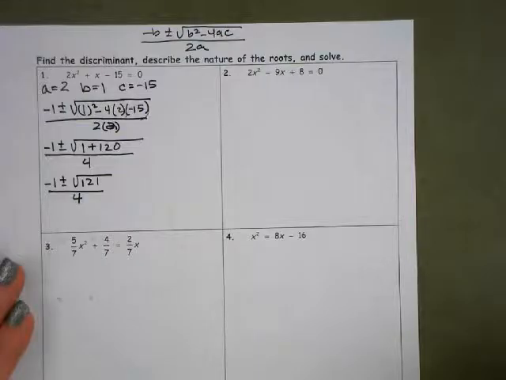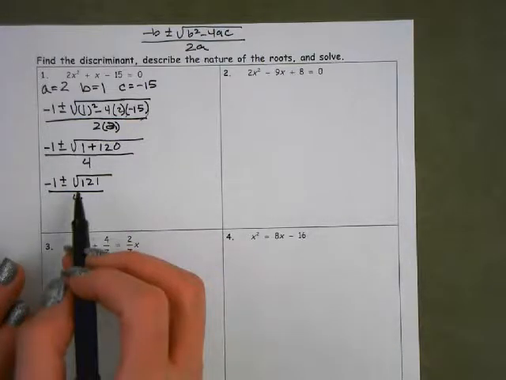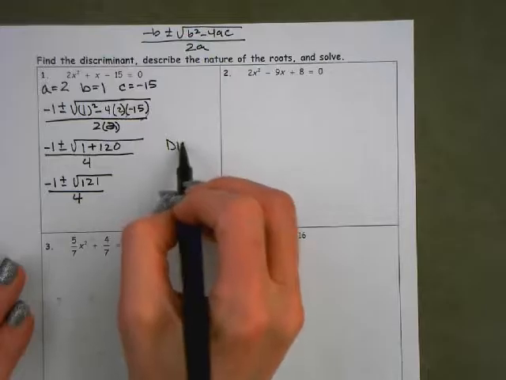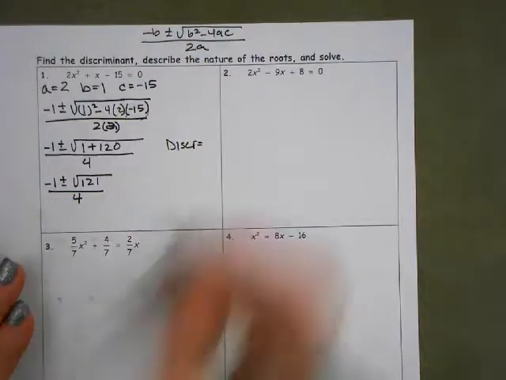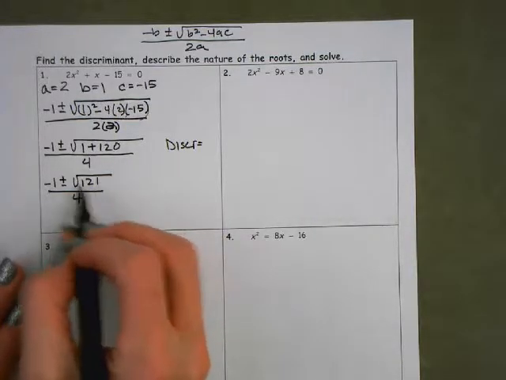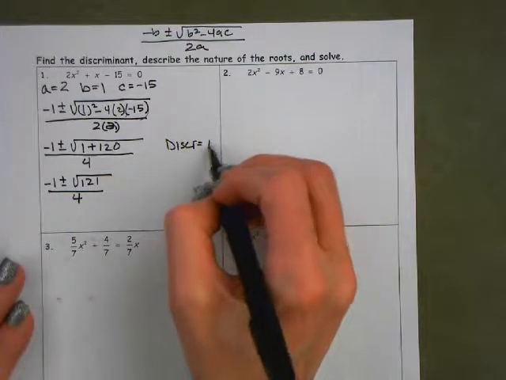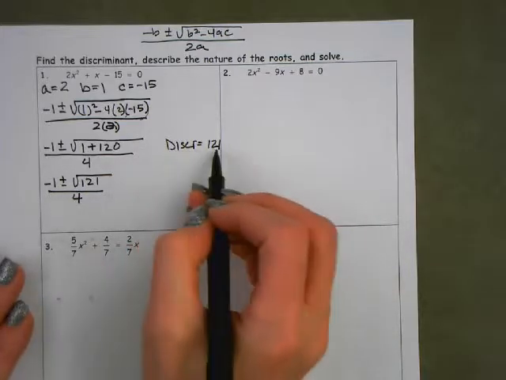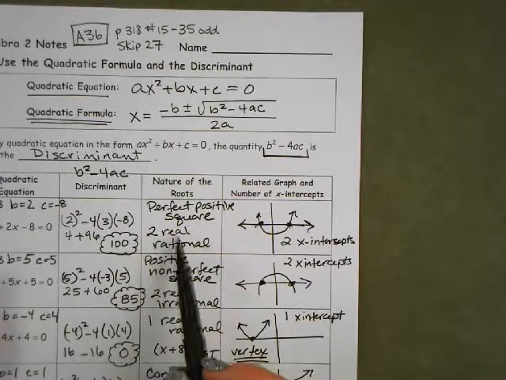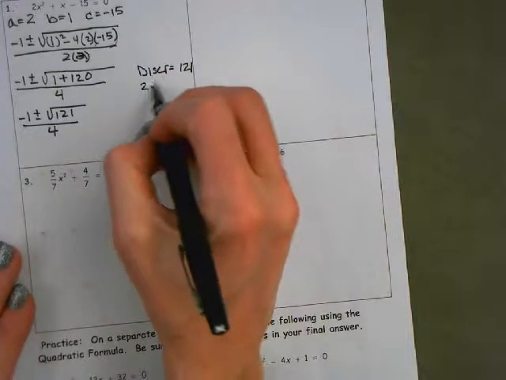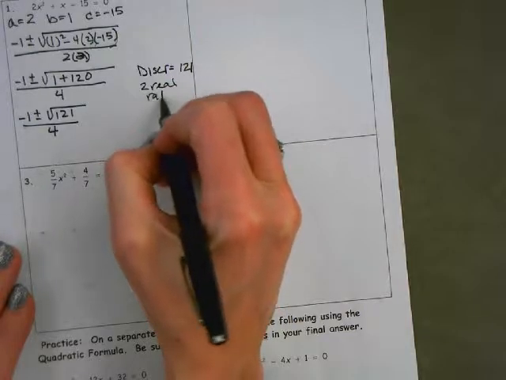So just looking at it, what is the discriminant now? We can actually write it with the discriminant. Well, no, the discriminant is what's inside the square root. What is it? 121. Alright, what situation does that fall into? Is 121 a perfect positive, perfect non-positive? Perfect positive. So therefore I know I'm going to have 2 real rational numbers, okay?